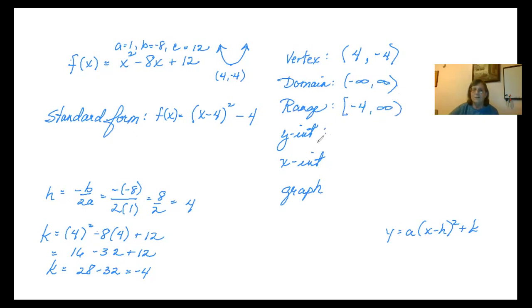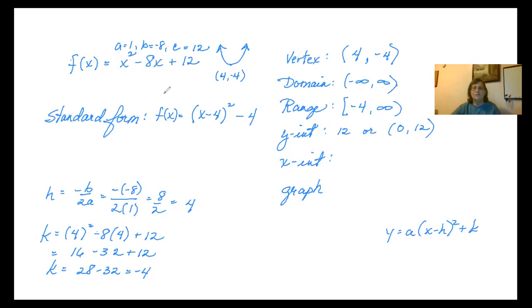The y-intercept is when x is 0, which wipes out that and that. That's going to be 12. So you can put 12, or you may have to put the point (0, 12). Depends on your teacher, depends on your book.